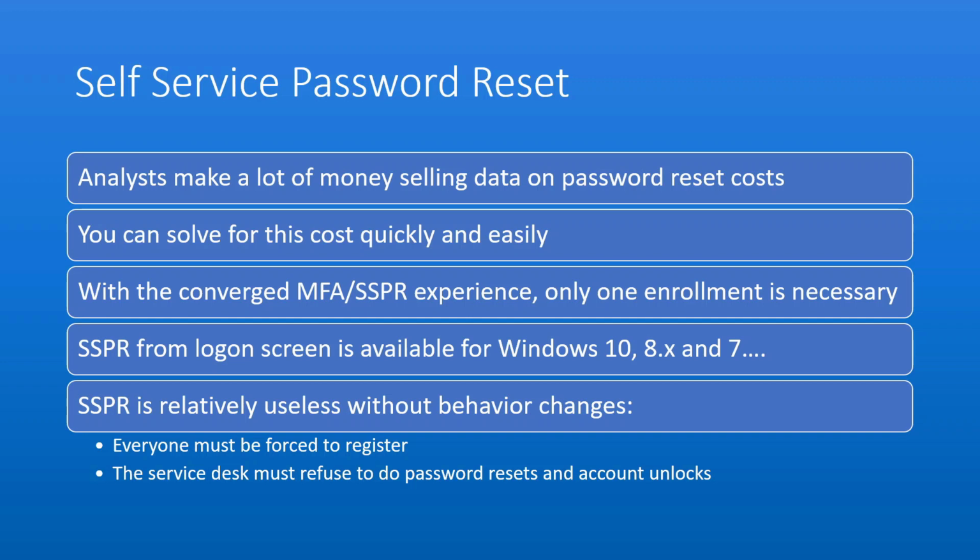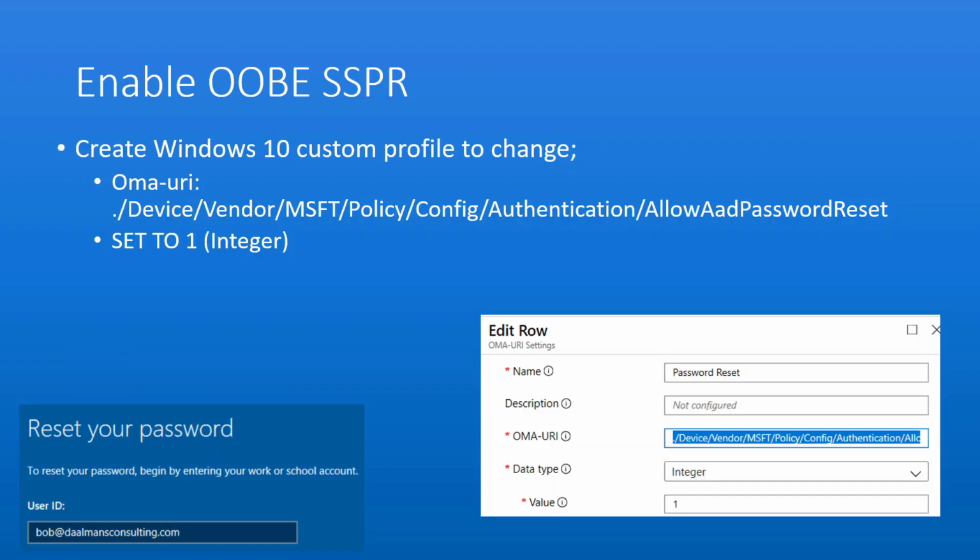So we are able to add a link for Windows 10 and Windows 8.1. We can add a link to the out-of-the-box experience, the Ctrl-Alt-Delete screen, to allow the users to reset the password from there. This is done via OMA-URI, a custom setting in Microsoft Intune or whatever MDM you are going to use. You need to set AllowAADPasswordReset to 1.